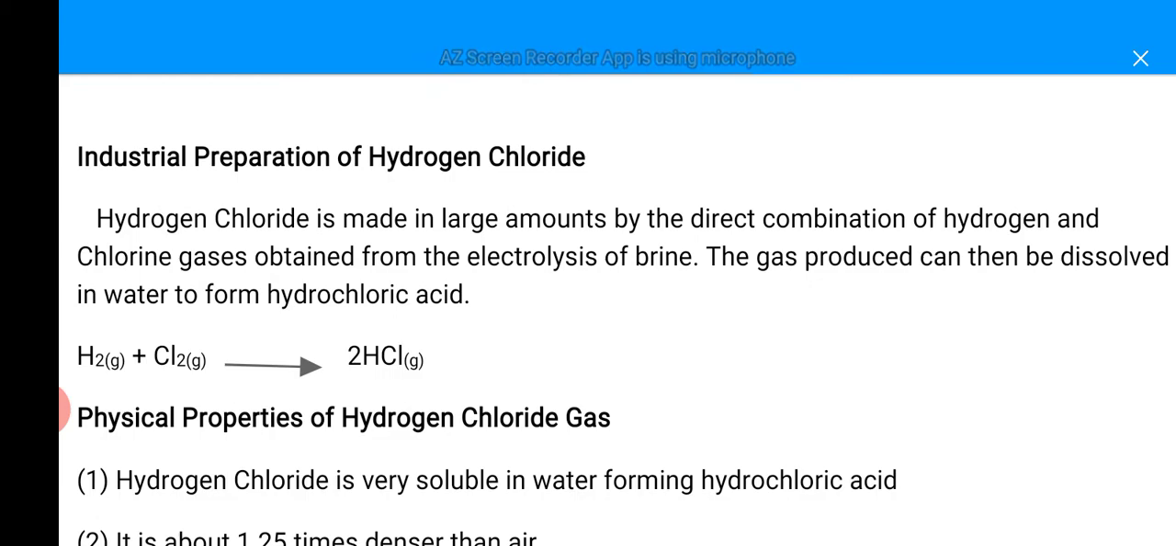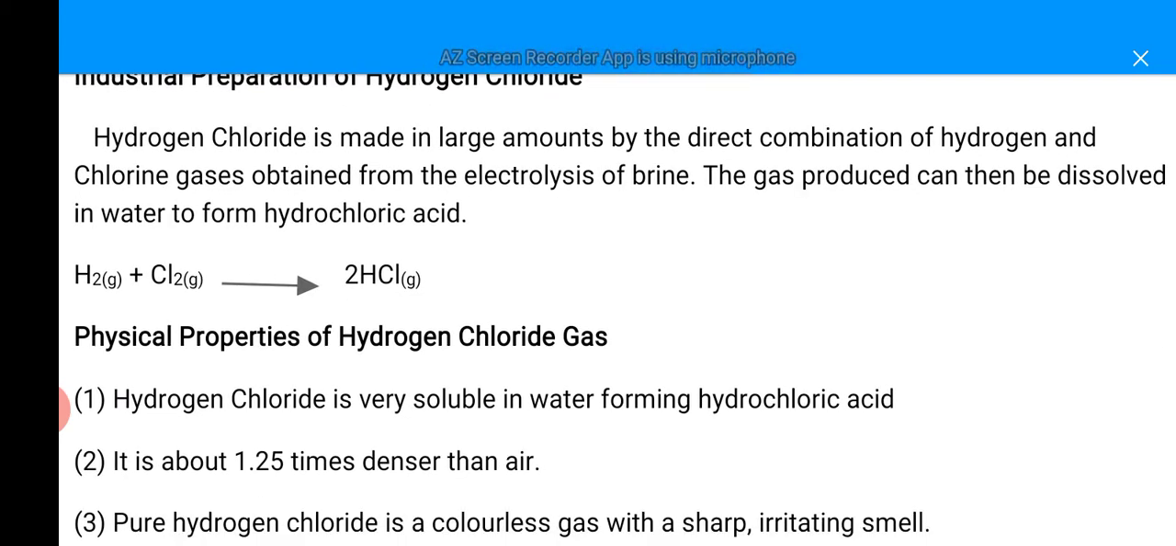Now, these two gases, when they are combined together, they can give us hydrogen chloride gas by simple direct combination. So the gas produced can then be dissolved in water to form hydrochloric acid. That means if we have produced our hydrogen chloride gas, we can form our hydrochloric acid from it by simply dissolving it inside what? Inside water.